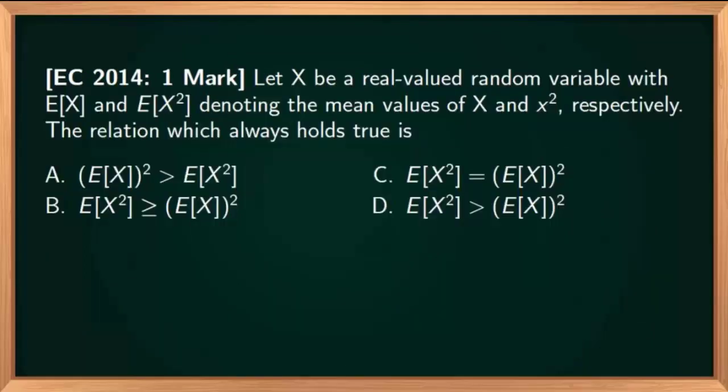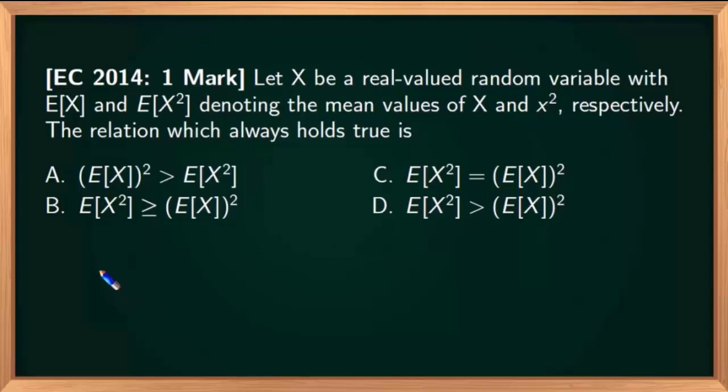Let x be a real valued random variable with E[x] and E[x^2] denoting the mean value of x and x square respectively. Which relation holds? The relation which always holds true is, you have 4 options.